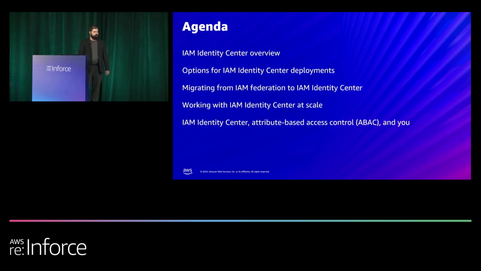And then, for our agenda today, we're going to be providing an overview of the IAM Identity Center service. We're going to talk through the different options that you and our customers have for deploying Identity Center. We'll then talk about how customers migrate from IAM Federation into IAM Identity Center. After that, we'll talk about how our customers work with it at scale and different strategies to deploy it throughout large organizations. And then finally, we'll talk about how you can use Identity Center with attribute-based access control.